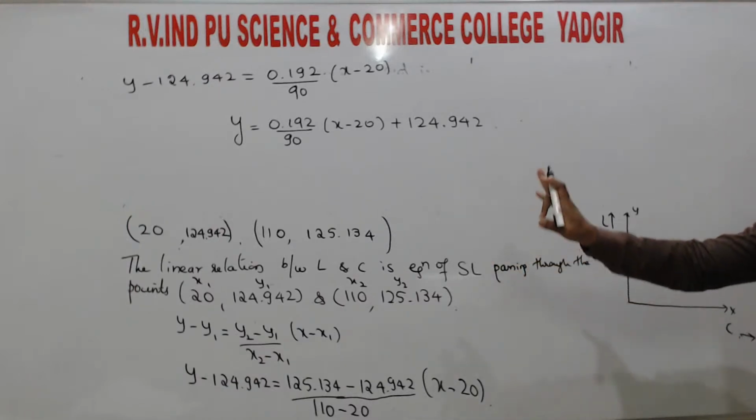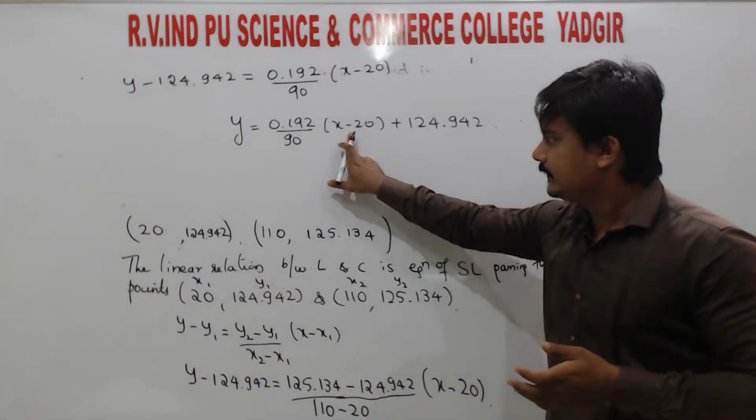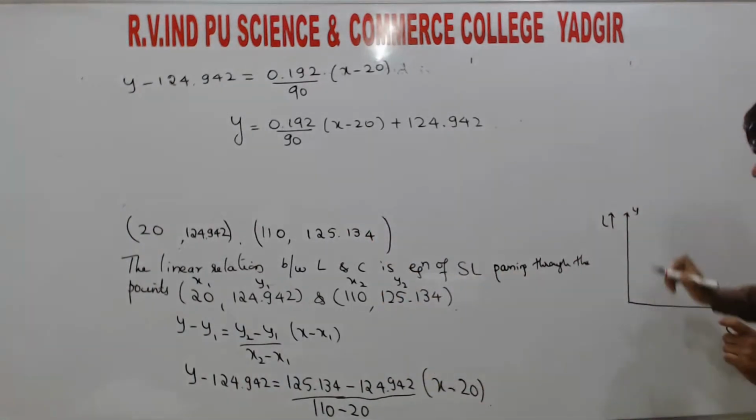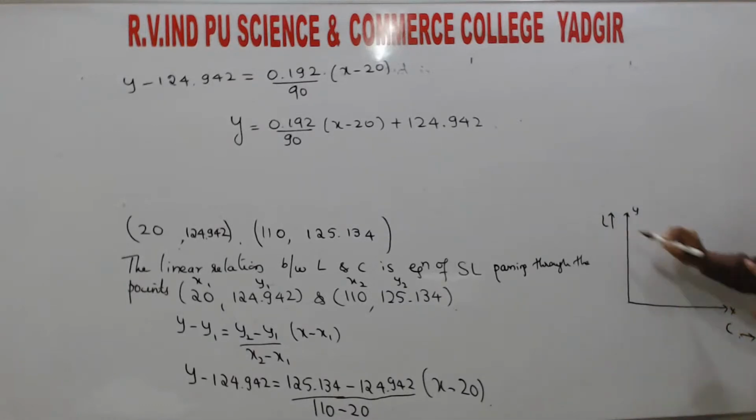So to derive this equation of straight line, that is the relation between L and C, what you have done, you have taken L along the y-axis and C along the x-axis.